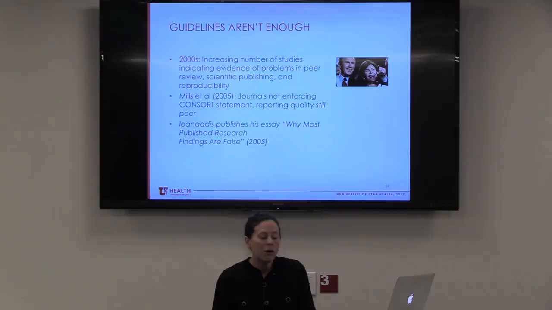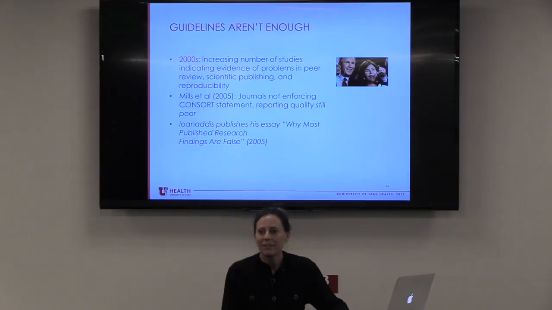But what we realized in the 2000s, we had increasing numbers of studies indicating more evidence of problems in peer review, scientific publishing, and reproducibility despite those endorsements. So there was this recognition that endorsements aren't enough. In fact, this is a particularly interesting study by Mills and colleagues that found that journals are endorsing, not enforcing, the CONSORT statement. It looked at prominent journals that were endorsing it, including it in their instructions, and then looking at what was actually published in those journals. And the quality was still poor, almost unchanged in quality. It's really quite discouraging.